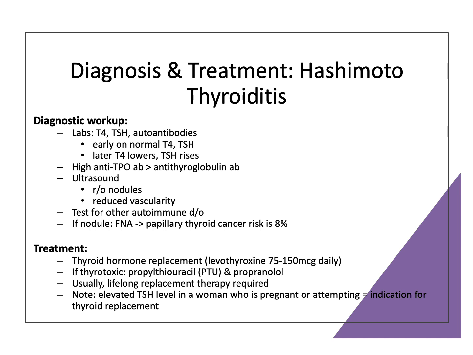In terms of treatment, we are going to give thyroid replacement therapy. So this is your levothyroxine, and this is usually going to be between 75 and 150 mics daily. You might need to start with a lower dose than that. If they're thyrotoxic initially, PTU or propranolol, beta blockade. And generally speaking, a lot of these people end up needing lifelong replacement therapy because they never really come back to that euthyroid state.